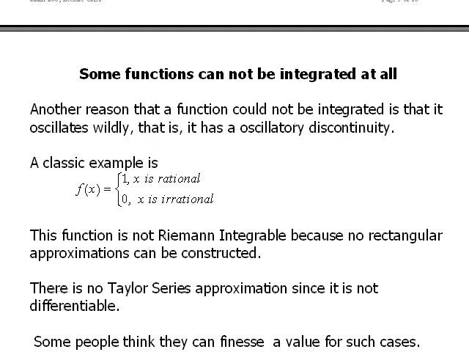And there are others that can't be integrated at all because they have an oscillatory discontinuity. A classic example is a function that's 1 when x is rational, 0 when x is irrational. It's not Riemann integrable because you can never find any little areas to start putting your rectangles to even approximate this. Any approximation is so far wrong it doesn't make any sense. Some people, though, think they can finesse an answer for such cases because there are more irrational numbers than there are rational ones. Perhaps they're right on that. Also, there's no Taylor series approximation here since this function is not differentiable. Remember, Taylor series is based on taking the derivatives of the function.